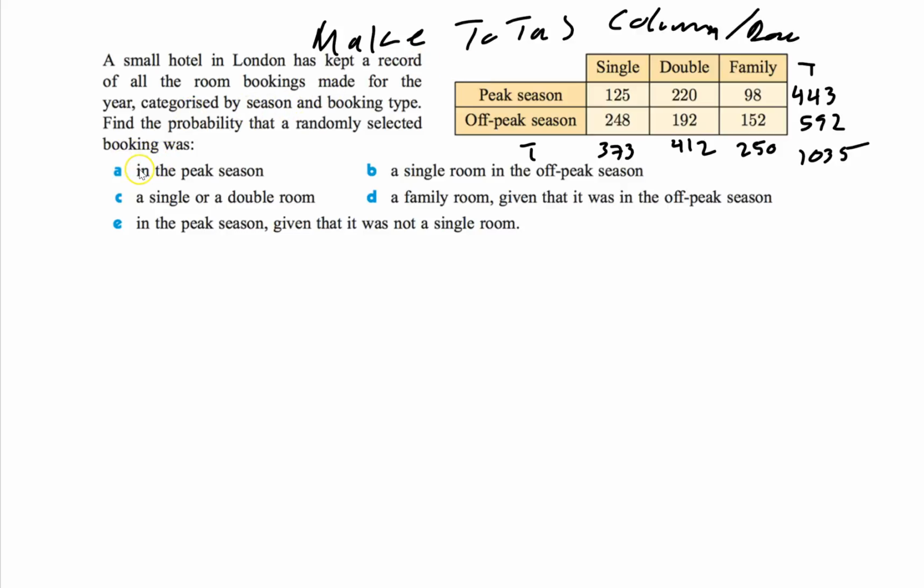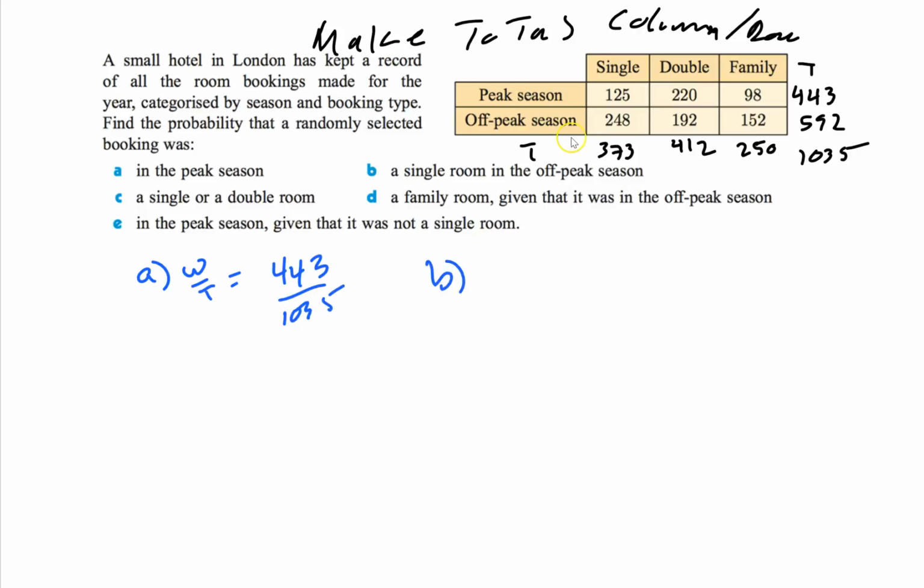So first one, find the probability that they booked the room in peak season. So again, the key to all this is just 1 over total. Key to this whole lesson. I want how many rooms are there in peak season total? How many total rooms are there in peak season? 443. And how many rooms were rented in total? 1035.